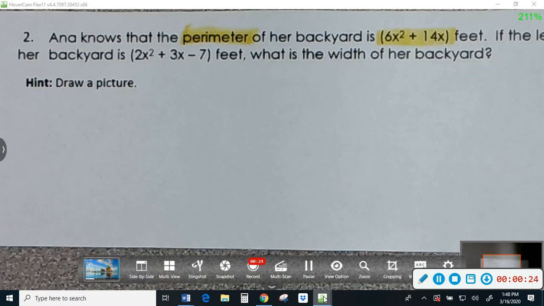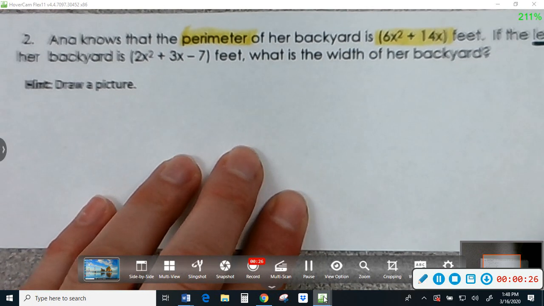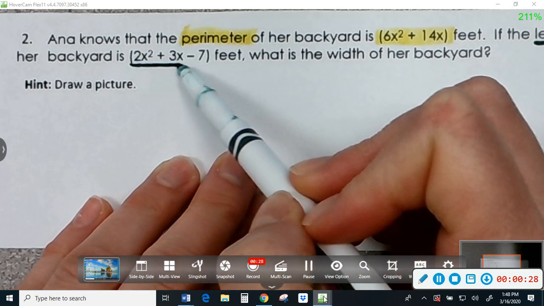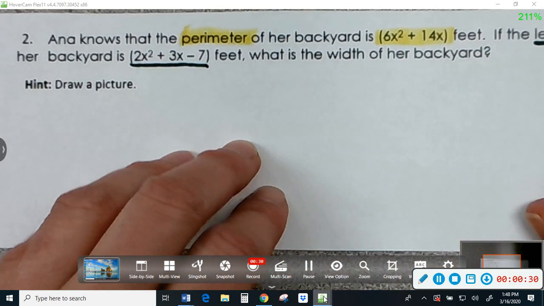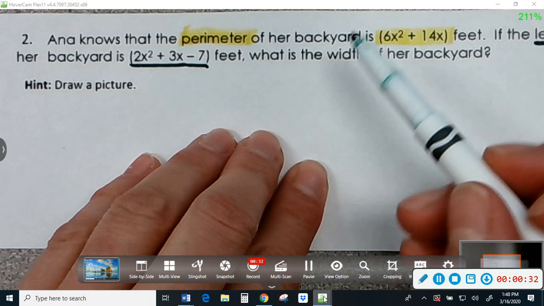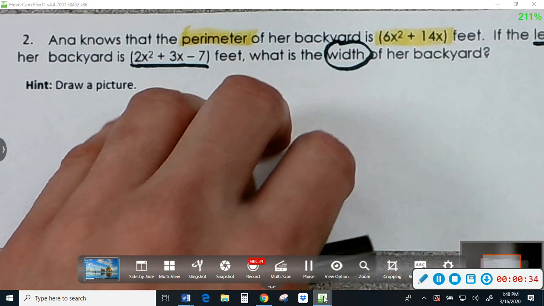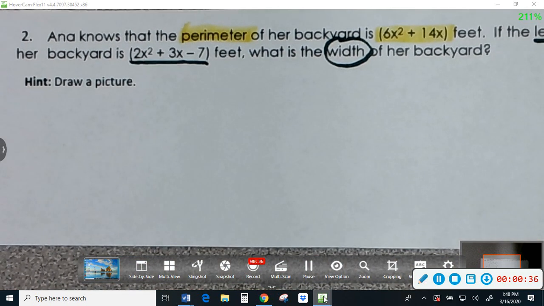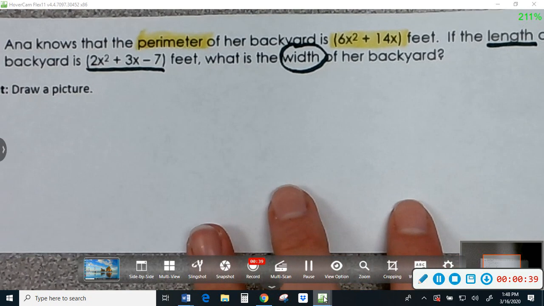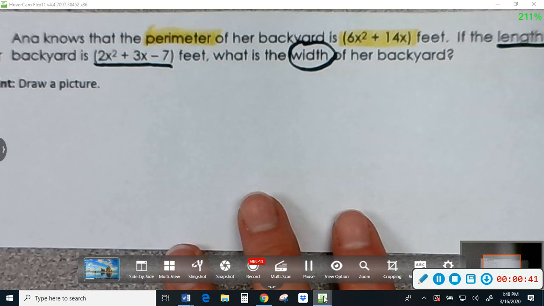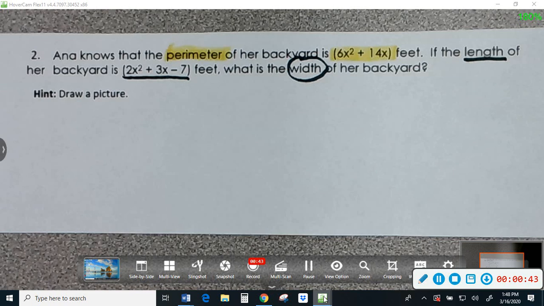It also tells us that the length of her backyard is 2x squared plus 3x minus 7 feet, and we want to find the width. Okay, so guys, I would like for you to go ahead and pause the video and set up a picture for this problem and label the things that we know and see if you can solve the problem.